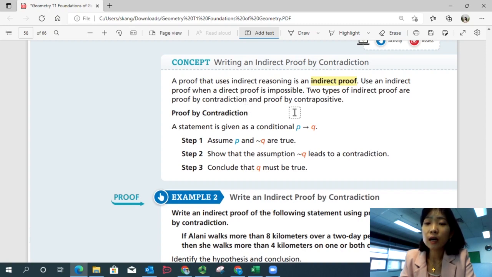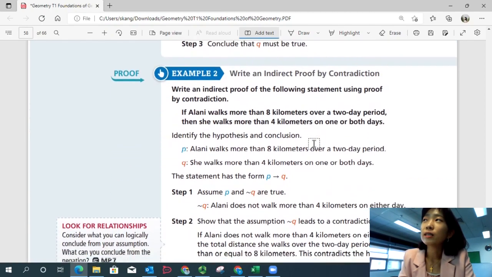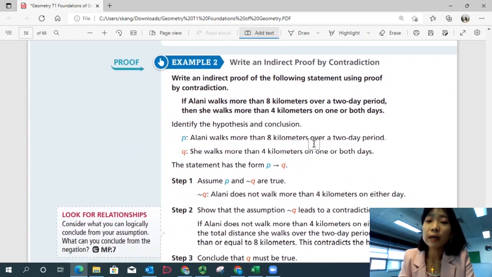A statement is given as a conditional. If P, then Q. Step 1, you're going to assume P and not Q are true. So if P, then not Q. And then you're going to show that the assumption not Q leads to a contradiction. Maybe there's a problem. Maybe it doesn't work. Maybe it doesn't make sense. And you're going to conclude that Q must be true, because the assumption that not Q is true leads to a contradiction. Let's look at example 2 to write an indirect proof by contradiction.